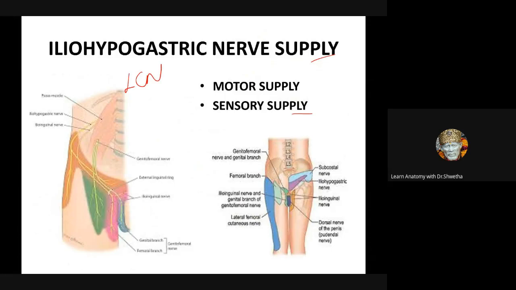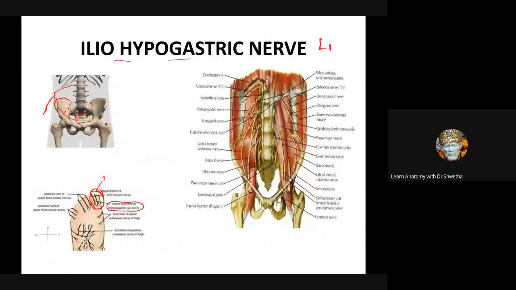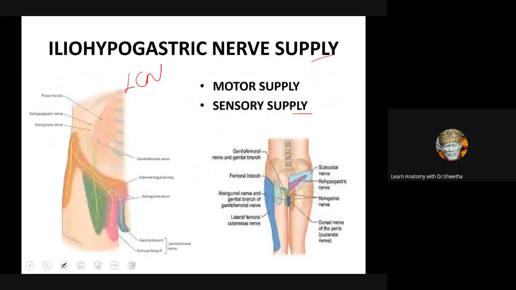What did it supply? It supplied the posterolateral aspect. See here, the gluteal region. This is anterior, so this will be posterior, right? So, it supplies the posterolateral aspect of the skin of the gluteal region and it supplies the skin of the pubic region. Motor supply was to two muscles of the anterior abdominal wall, namely transversus abdominis and the internal oblique. See here, skin of the pubic region is supplied by the iliohypogastric nerve along with the gluteal region.